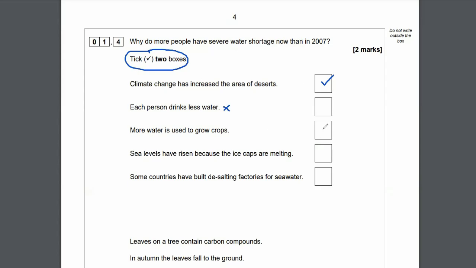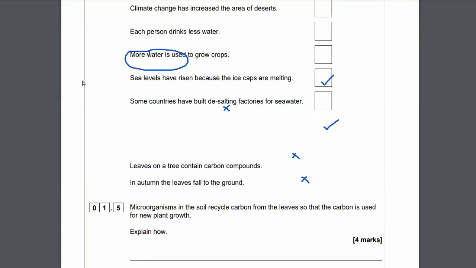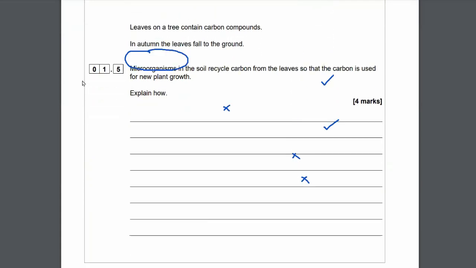More water is used by crops. Yeah, that sounds like the second answer. If more water is in plants, then it's not available for people. What about the sea levels rising? Well, that would make more water available. And of course, if you build desalination factories, again, that means more water is available for drinking.